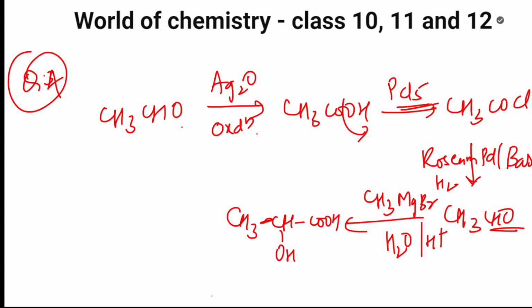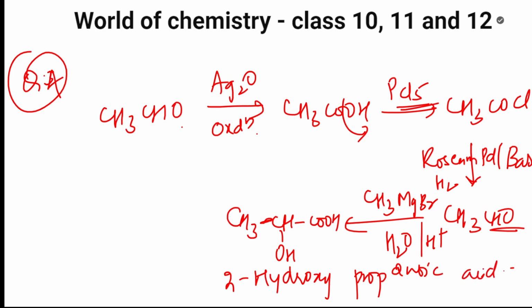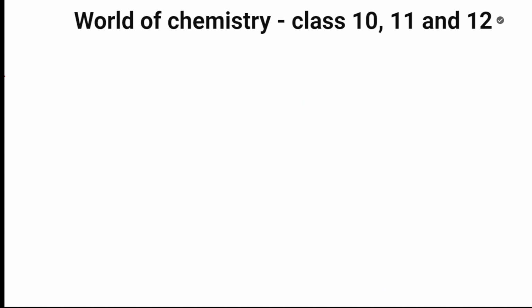What is the name of this compound? This is 2-hydroxypropanoic acid. Propanoic acid. Remember this. Okay, students? Easy. Question number 5. A little more different one I'll give you. Just see. Question 5. Only 9 important questions.